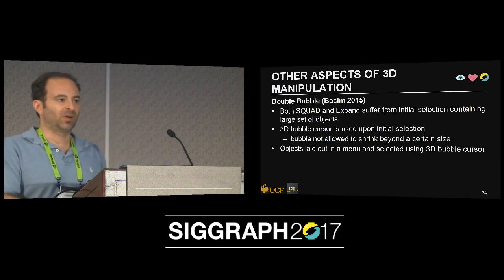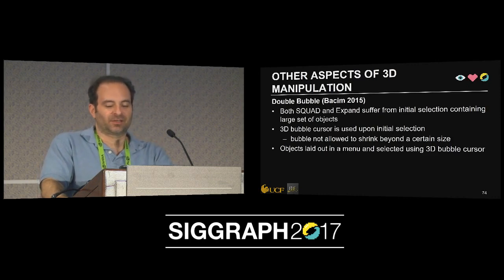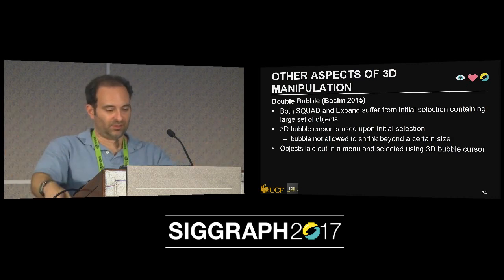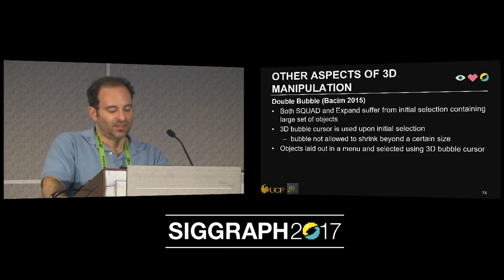Another one is called double bubble, okay? It's like a chewing gum. So both squad and expand suffer from initial selection. You start off with a large set of objects, but the 3D bubble cursor, as we've seen, is a really nice way to do initial selection. And the bubble basically is not allowed to shrink beyond a certain size.